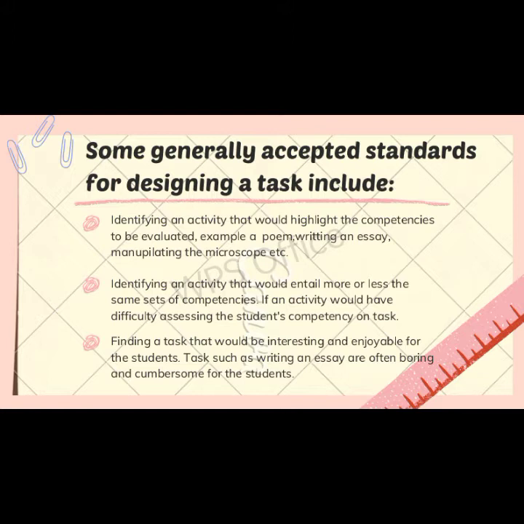Letter B is identifying an activity that would entail more or less the same sets of competencies. If an activity would have difficulty assessing the student's competency on the task. So let's say you want to observe your student to compose or make a poem. So just focus on those competencies, let's say the choice of words, the grammar, fluency of thought, and etc. But do not mix that with other competencies. Let's say you want to dramatize or sing their poem, that would be another task for them to do.